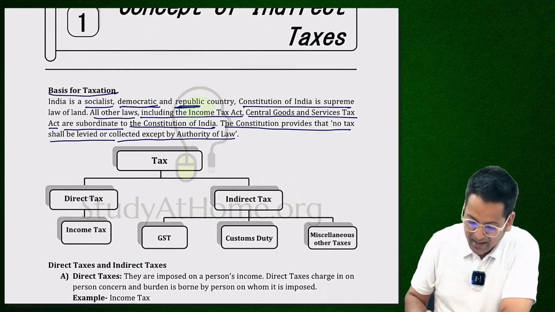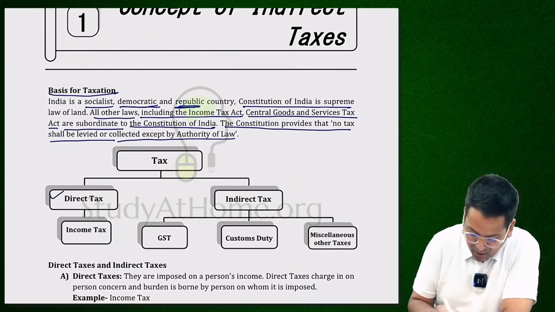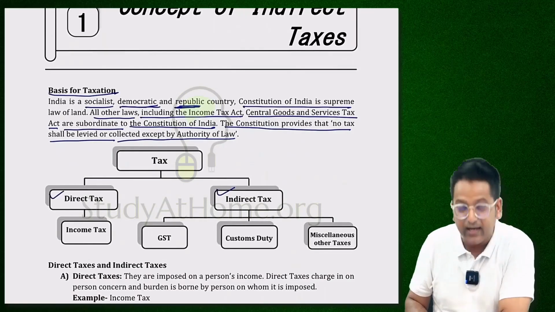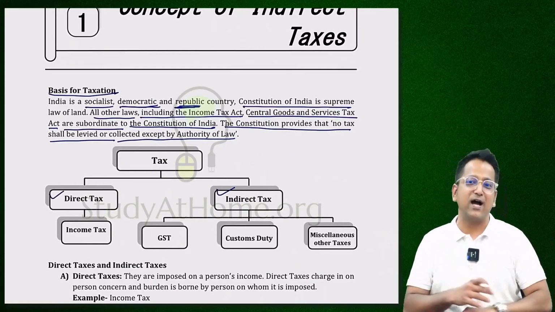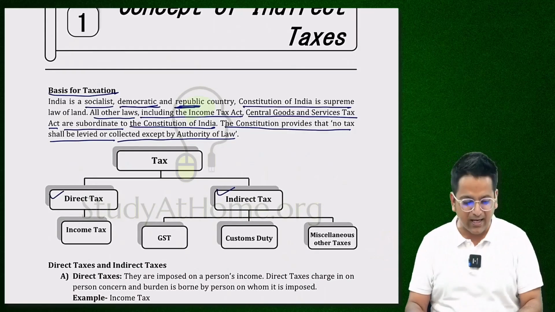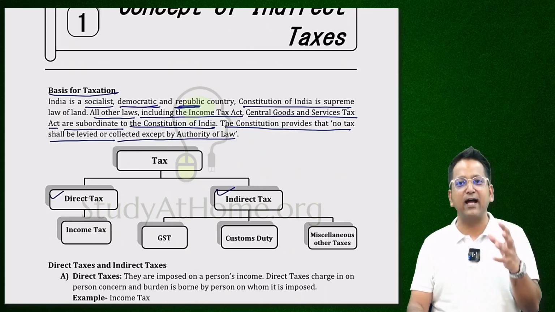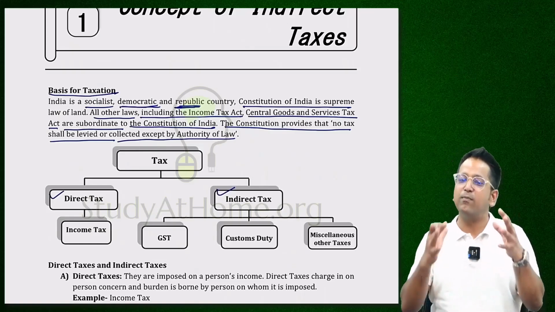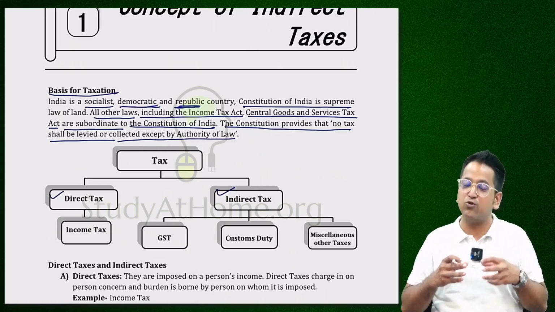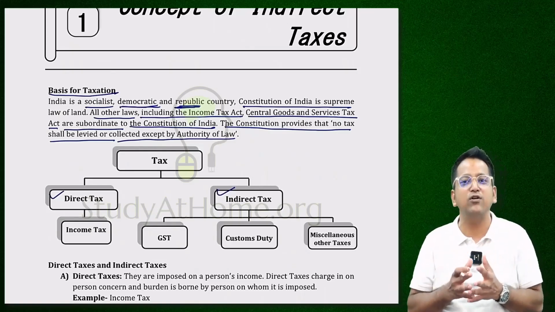I hope you are aware that there are only two types of taxes, direct taxes and indirect taxes. And the direct taxes include only one single tax within them, that is income tax. Right. So what does income tax mean? It means taxes applied on income. The income which we earn and the taxes which we pay on that income is called the income tax.